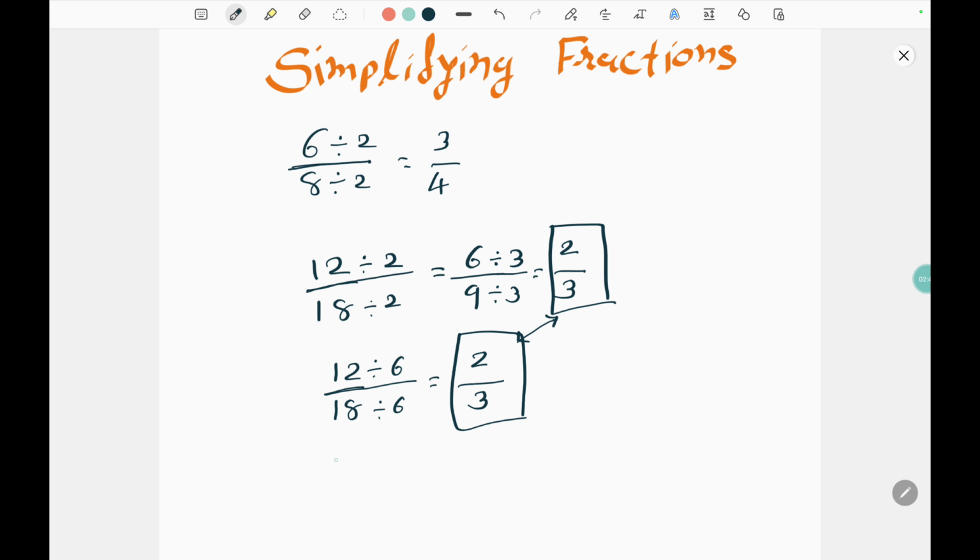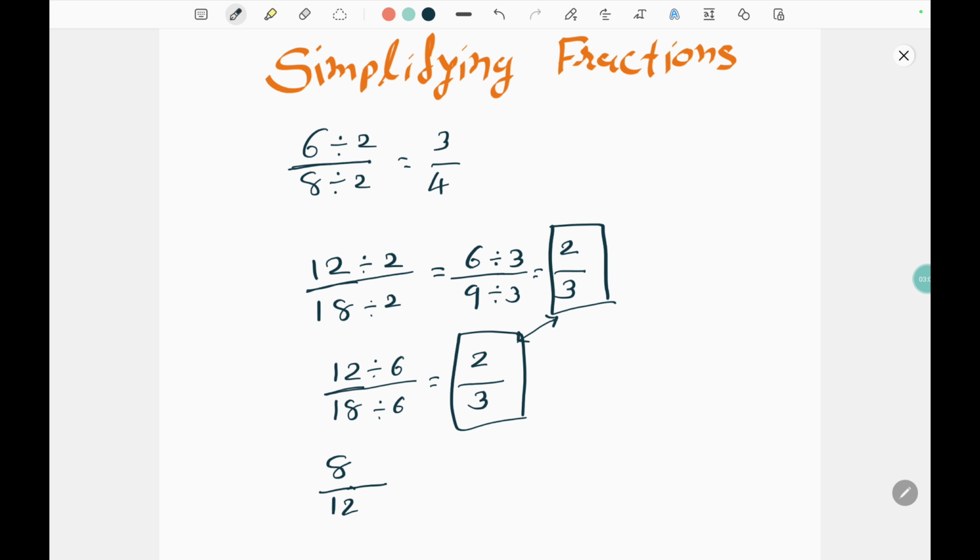Here I write one more question, 8 over 12, and this time you try on your own. For solving the question, pause the video and try it yourself. I hope you are done. Let's try together, then compare your answer.